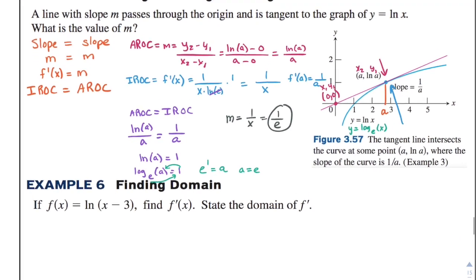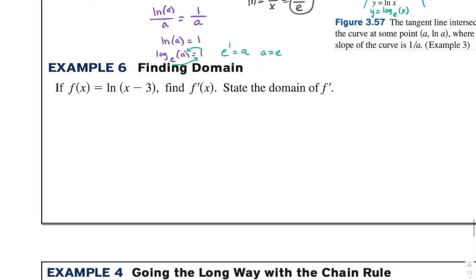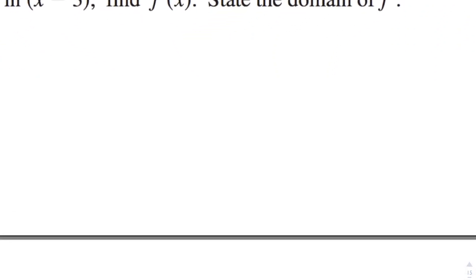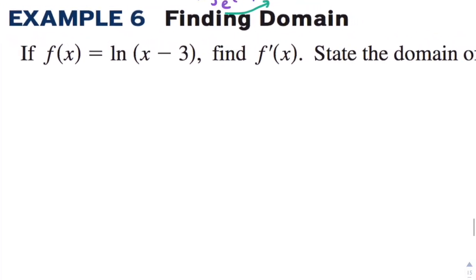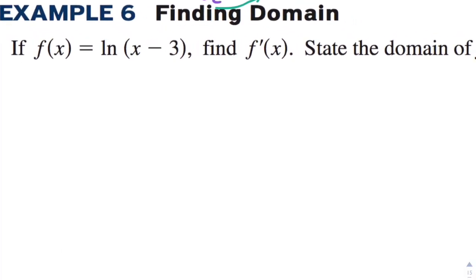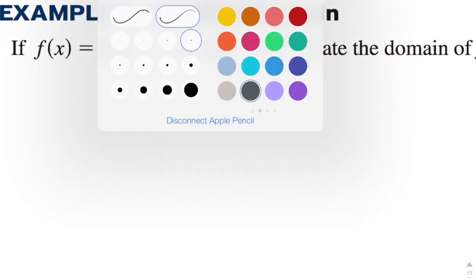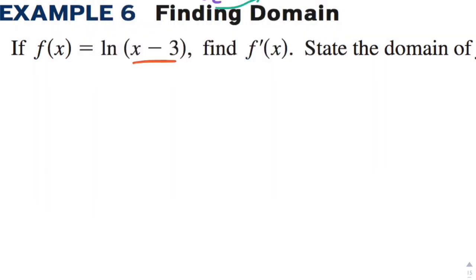Okay. Example 6, finding the domain. This seems crazy. We don't actually have to find the derivative. We can. What we know is that the ln of 0 can't occur. So x minus 3, this value right here, always has to be greater than 0. So if I solve that, x has to be greater than 3. Can't be equal to 0, so it has to be greater than 0. So x is greater than 3.